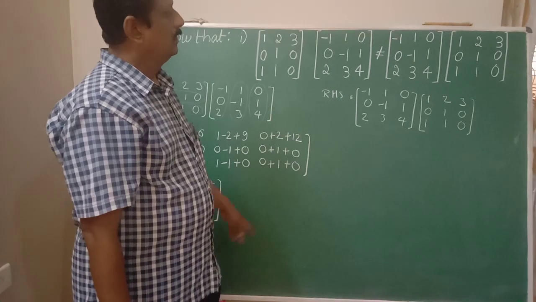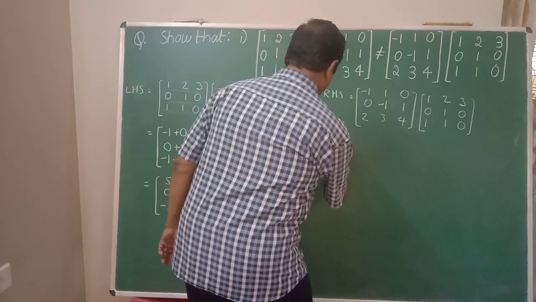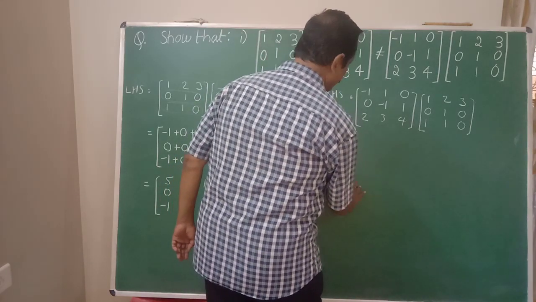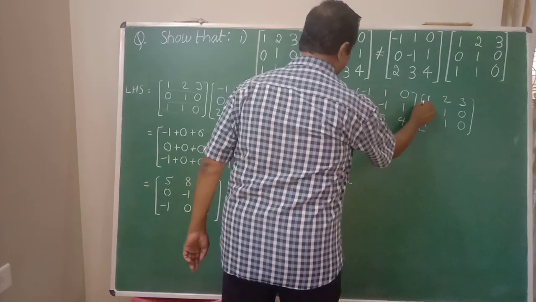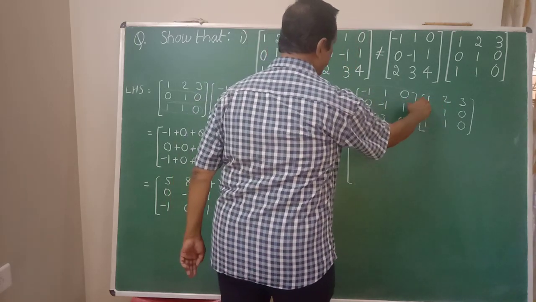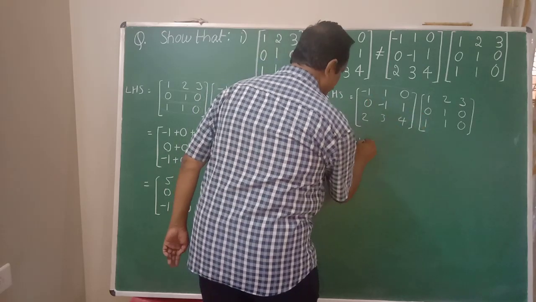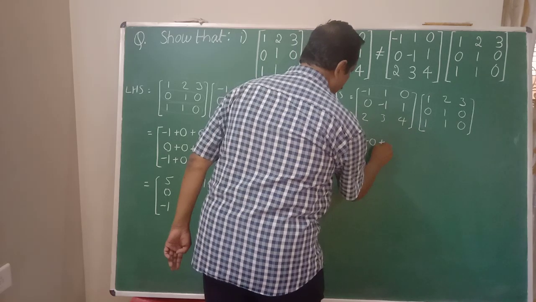Now the RHS here. Take these two matrices here. So this is equal to, so multiply the row with the column here. Take this row. Multiply with the first column here. Okay. So minus 1 into 1 becomes minus 1 here. 1 into 0 becomes a 0, plus a 0. 0 into 1 becomes a 0, plus a 0 here.